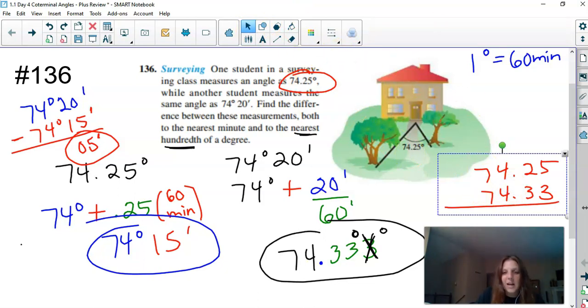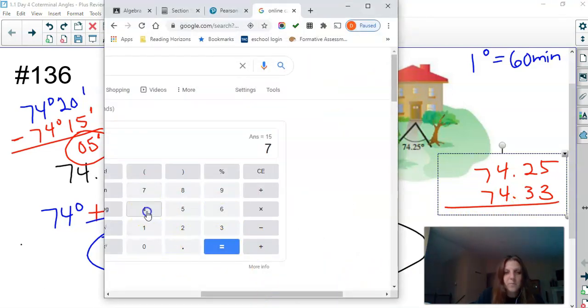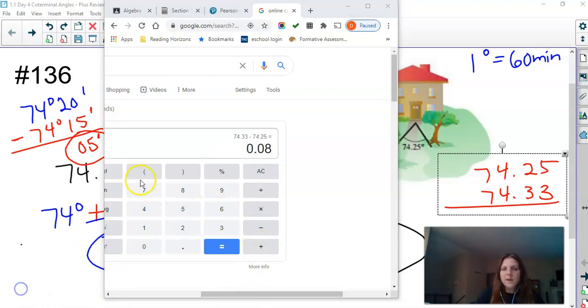And I'm going to go ahead and type that into the calculator. So I'm going to put in the 74.33 minus the 74.25. And you will see that it's 0.08 of a difference between the two measurements.